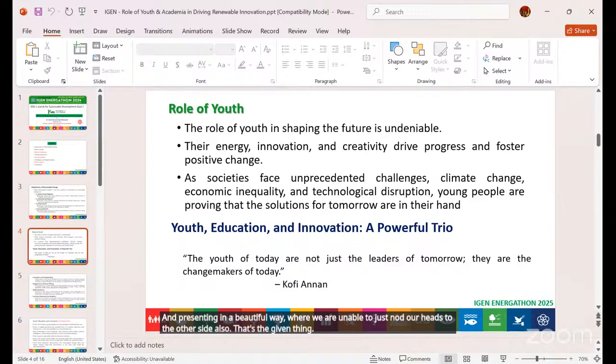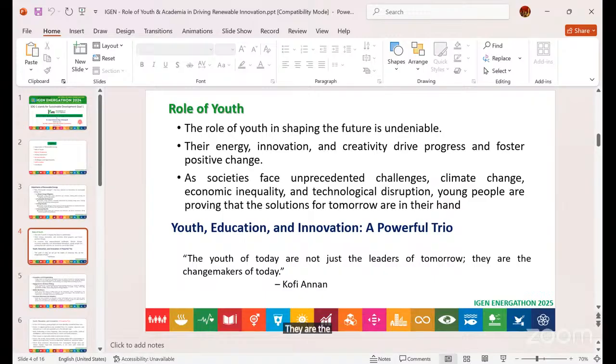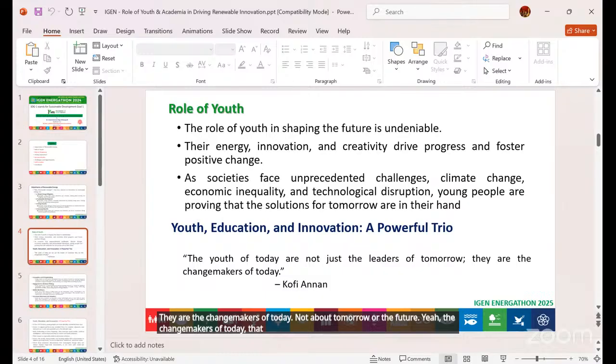And not only that, there is a saying: youth, education, and innovation. These are the powerful trio, the three combined. When I was searching about this topic, the famous person Kofi Annan said that the youth of today are not just the leaders of tomorrow, they are the change makers of today. Not about tomorrow or the future. They are the change makers of today. That's why I thought of speaking mostly about what the youth can do, what their role is. Can I go to the next slide?